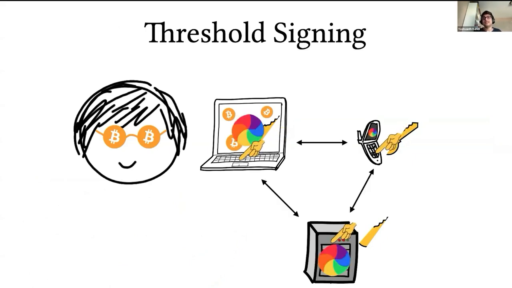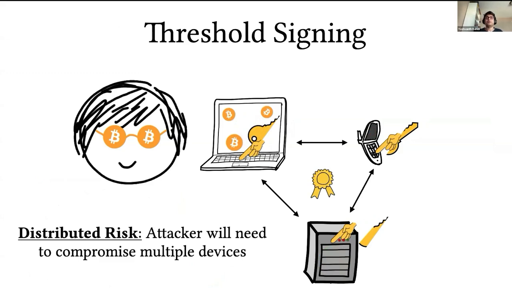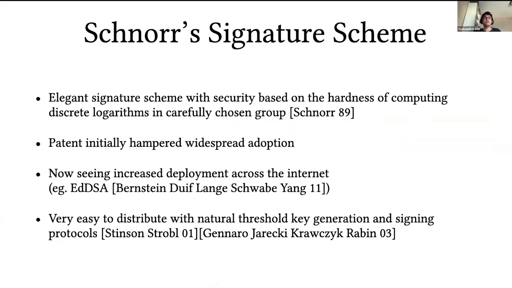So what threshold signing aims to address is exactly this problem, which is Bob can distribute the risk of his signing key being compromised by splitting his signing key into multiple shares and storing each share on a different device, so that these devices have to collaboratively sign messages without physically reconstructing the key in any one place. For this talk, we can consider Schnorr's signature scheme to be the running example, but really the techniques here also extend to ECDSA.